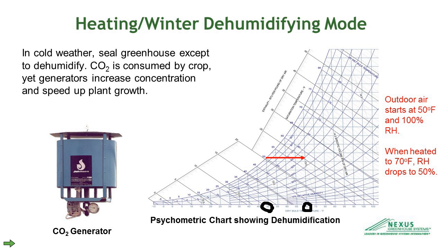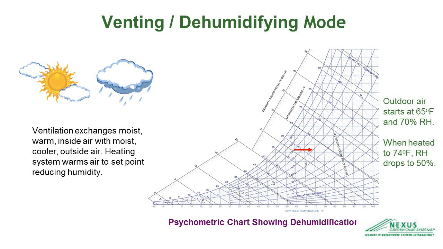That's a great point. So here's another example of dehumidification and venting. And so I want everyone to understand the process of ventilation. Ventilation exchanges moist, warm inside air with moist, cooler outside air. The process of heating up that air also reduces its humidity level. So bringing in outside cool, moist air into a greenhouse will reduce the humidity level, as Dave said.